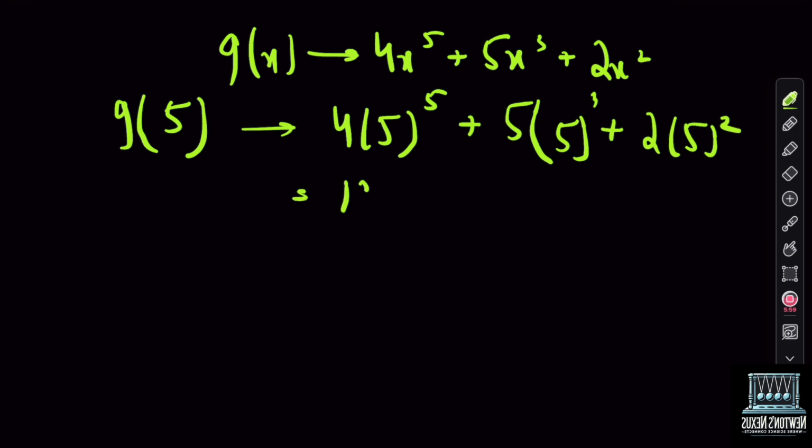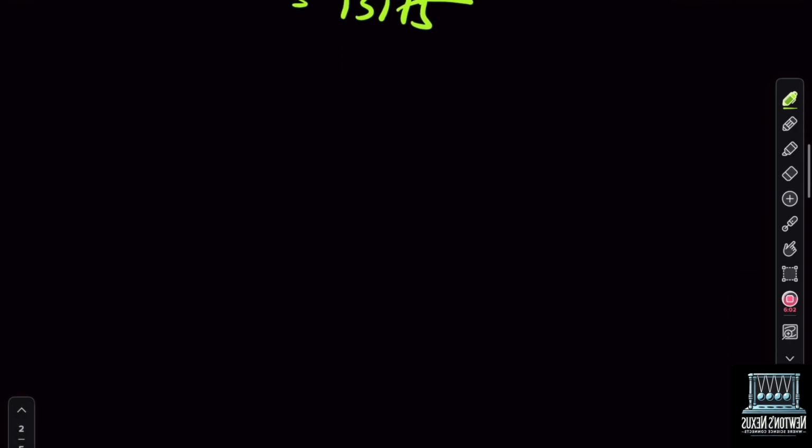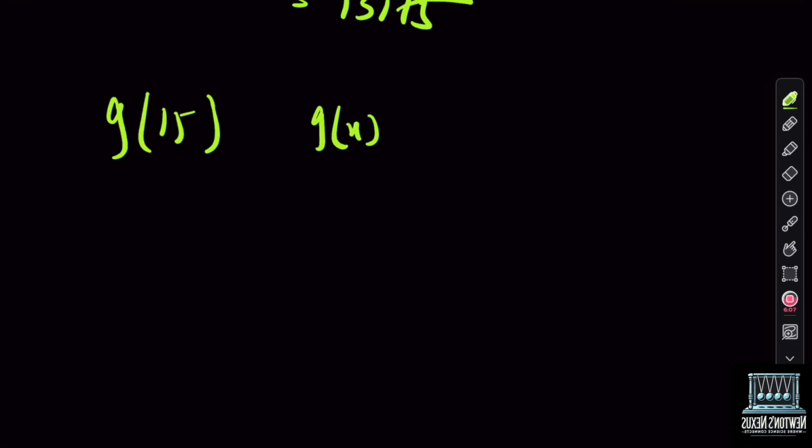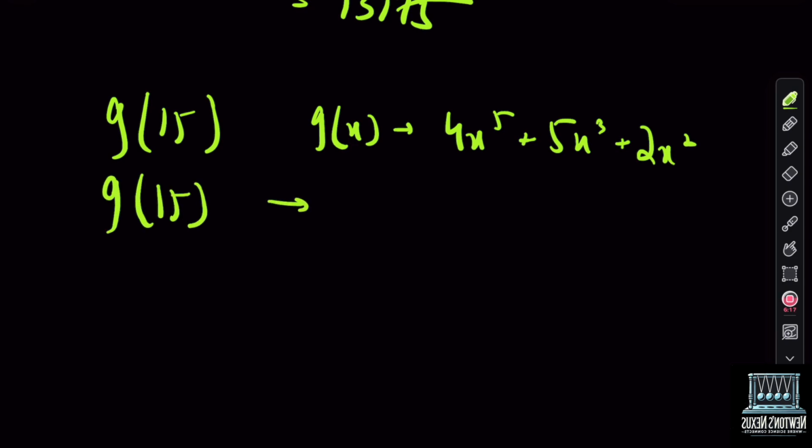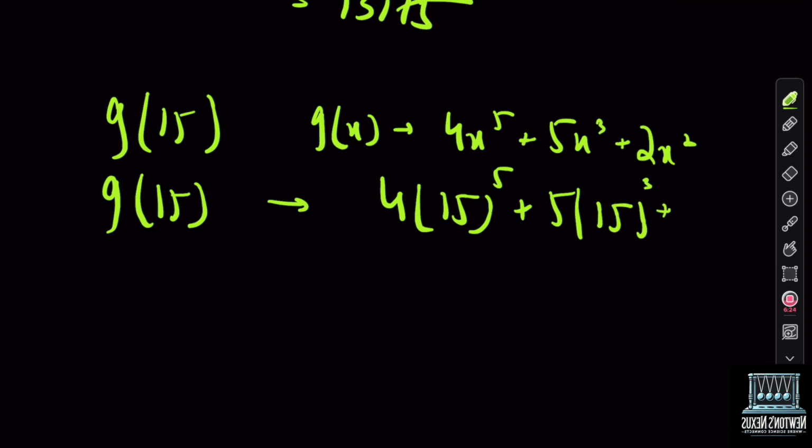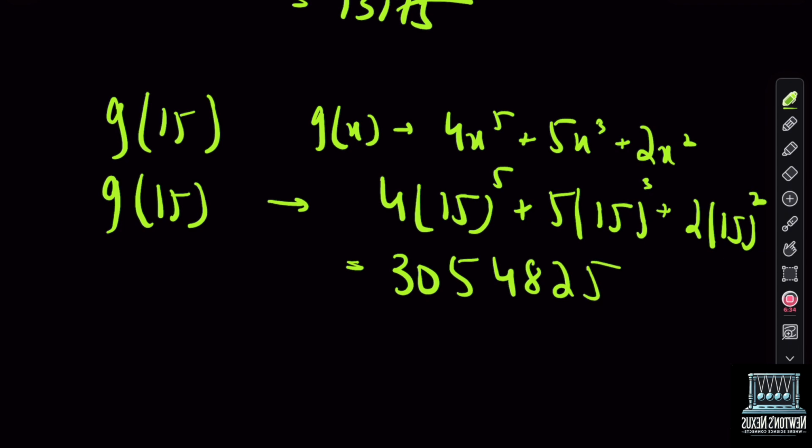All right. So if I were to calculate G of 15, again, my G of X is equal to 4x to the power of 5 plus 5x cubed plus 2x squared. So it basically means I'm going to plug in the value of 15 wherever I see my x: 4 into 15 to the power of 5, plus 5 into 15 to the power of 3, plus 2 into 15 to the power of 2. That comes out to be a very big number, and I can't even pronounce it, if I were to be truthful.